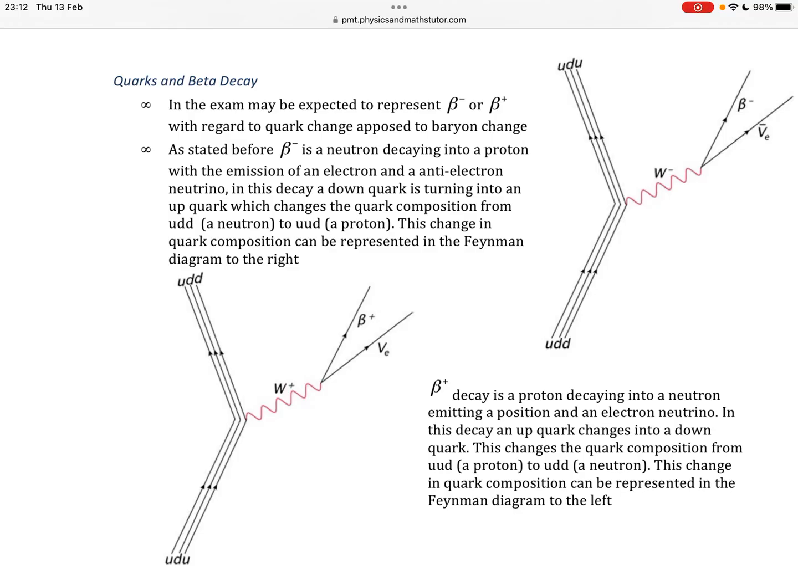Beta positive decay is a proton decaying into a neutron, emitting a positron and an electron neutrino. In this decay, an up quark changes into a down quark. This changes the quark composition from UUD, a proton, to UDD, a neutron. This change in quark composition can be represented in the Feynman diagram to the left.